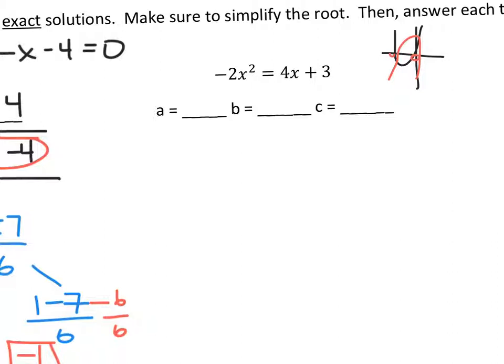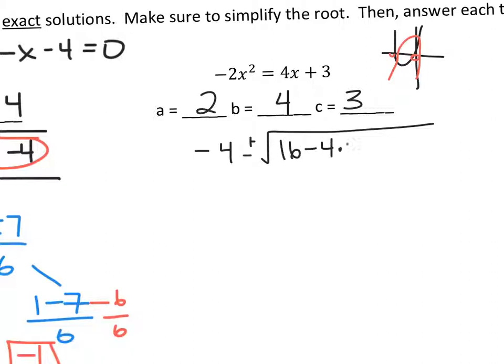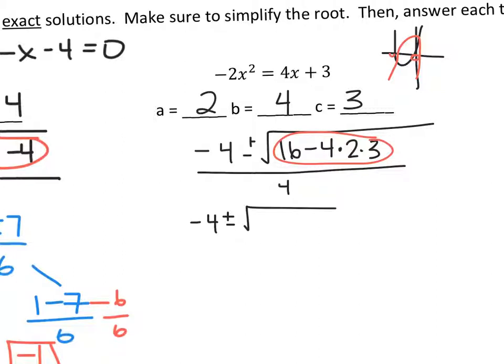In that case, if I added 2x squared to the other side, a would be 2, b would be 4, and c would be 3. So I'm going to do -b plus or minus the square root of b squared, which is 16, minus 4 times 2 times 3, all over 2a, which is 4. So again, in this step, it's going to be -4 plus or minus the square root of 16 minus 24. So 16 minus 24 is -8, over 4.